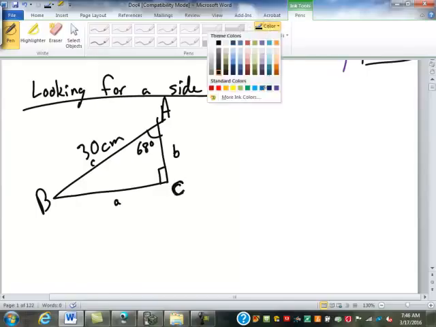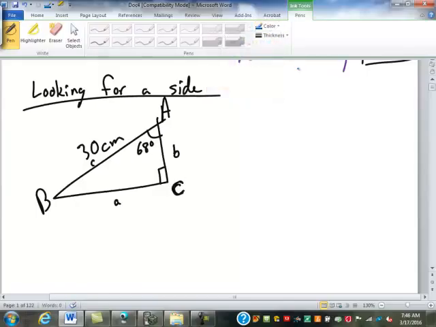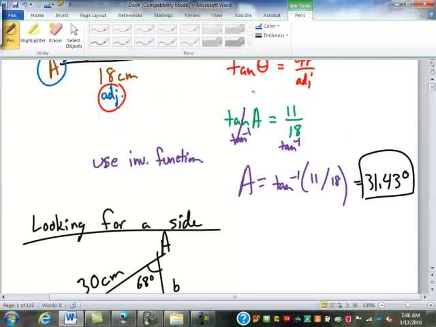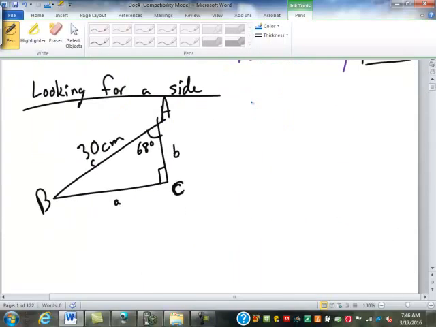So when I'm looking for a side, unlike up here where I had to be given two sides, here I have to be given one side and one angle. Because if I have two sides, of course, I find the third side just with a squared plus b squared equals c squared. I don't have to use trig for that.